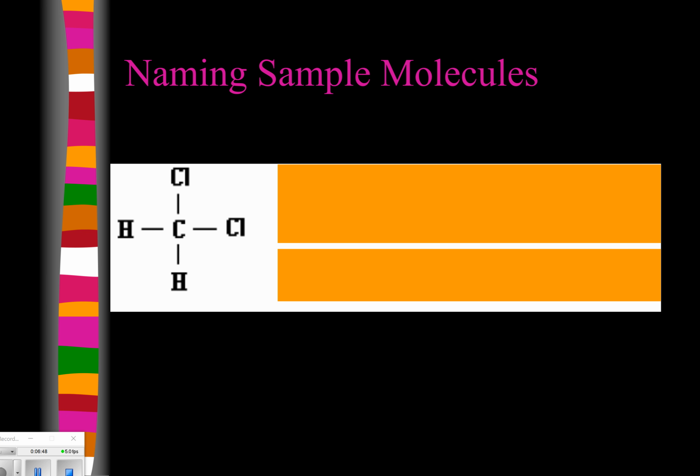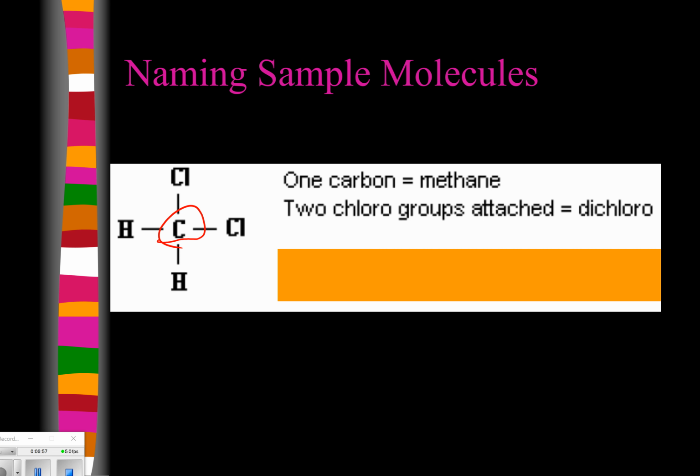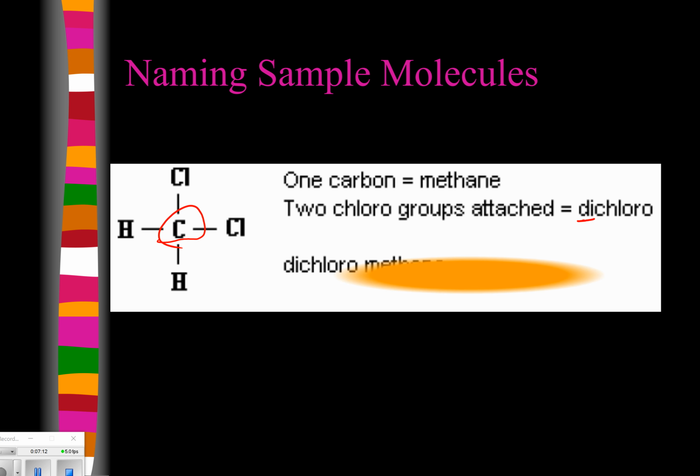This one's a little bit different. Well, first we identify we have 1 carbon, so we know that this is a methane molecule, but we have 2 chloro groups attached to it. Since there's 2 of them, we have to call it di. So we know that it is 2 chlorine groups, dichloro. We'll simply add these 2 together, and we get dichloromethane.